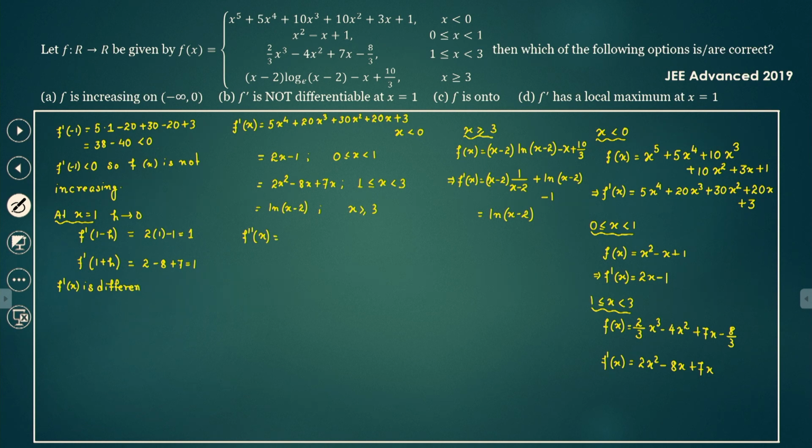So therefore, we will see that it is 20x cube plus 60x square plus 60x plus 20, and that's it. So this is the definition when x is less than 0. For the next case, it's obviously 2, and that's for 0 less than or equal to x less than 1. Next case, it's obviously 4x minus 8x plus 7. So 4x minus 8 and plus 0. So that is 4x minus 8.